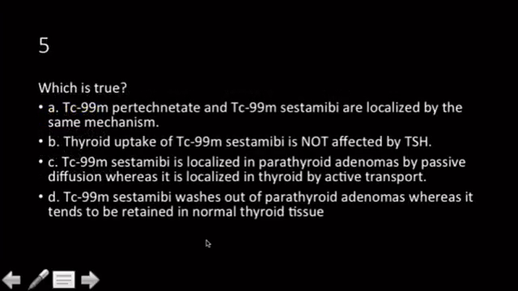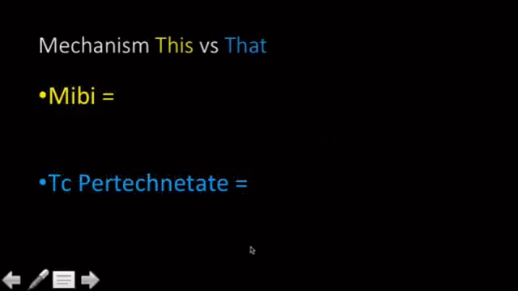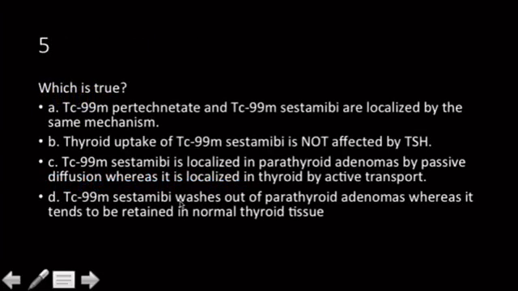All right. Last one here. This is sort of a tricky one. Pertechnetate and sestamibi localized. Which of the following is true? Localized by the same mechanism. So we're talking about the thyroid here. Let's sort of rehash that. So go back. When you do these parathyroid exams, a lot of times there's dual tracer techniques and then there's like dual phase techniques. So that's sort of the general idea for this question.